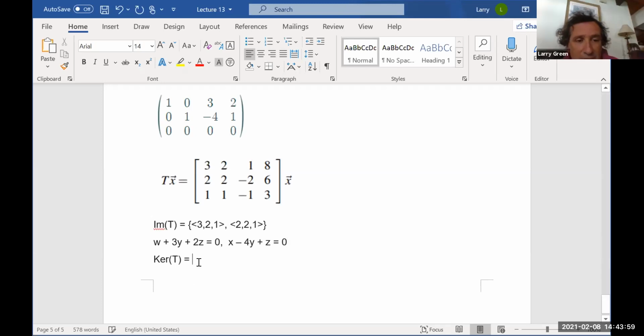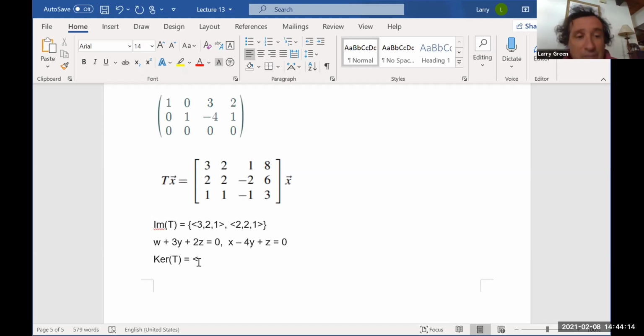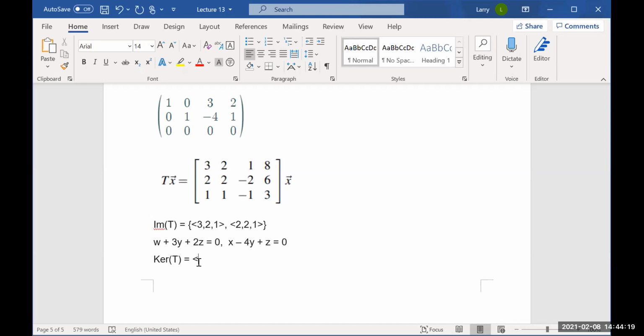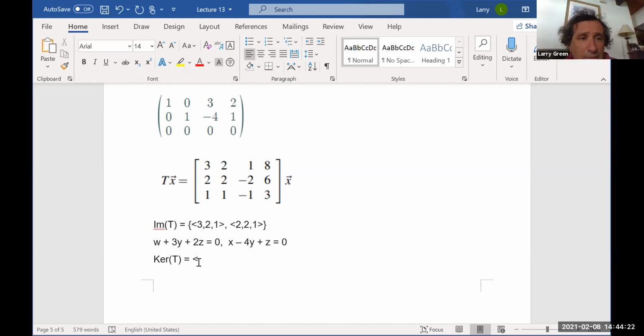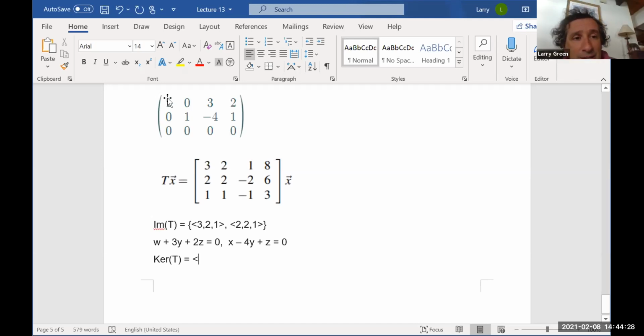Okay. So now, if you remember, if we want to find the kernel, what we do is we need to find a basis. And what are our free variables, by the way? There are 2 free variables. Y and Z. Because remember, the first 2 columns are pivot columns, the W and the X. And then the Y and the Z are not pivots. So that means Y and Z are the free variables.